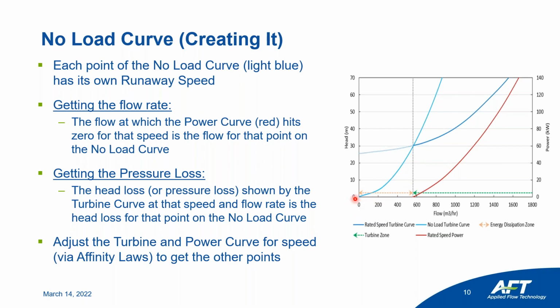Though one thing that you might notice is the no-load curve is having the head loss proportional to the flow squared, and it's at a 0, 0 point. So understanding that and just taking 1 point from the original turbine curve and power curve, you can calculate out the no-load curve.